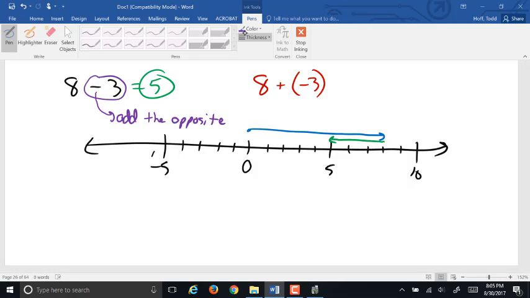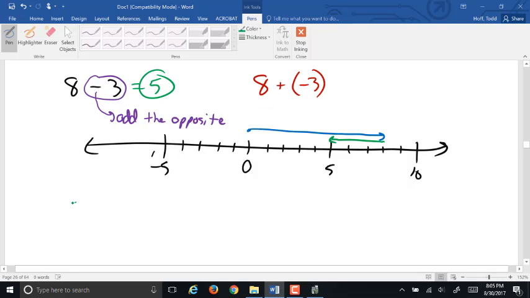Now I said it's operating on the 3, so the 8 doesn't change. Subtracting 3 is telling us add the opposite of 3. Well, what's the opposite of 3? Negative 3. Now, when it's positive numbers like 8 minus 3, I wouldn't change it. We know 8 minus 3 is 5.